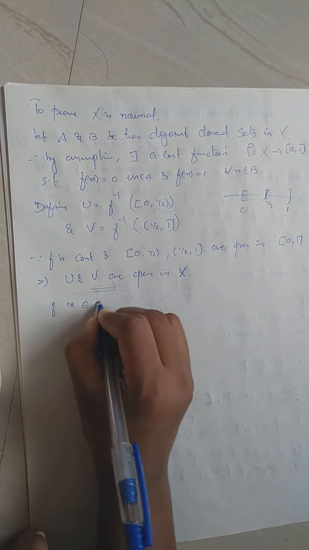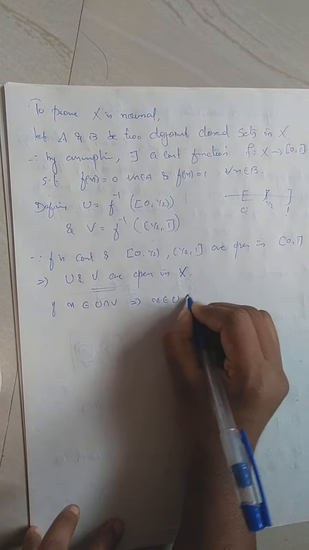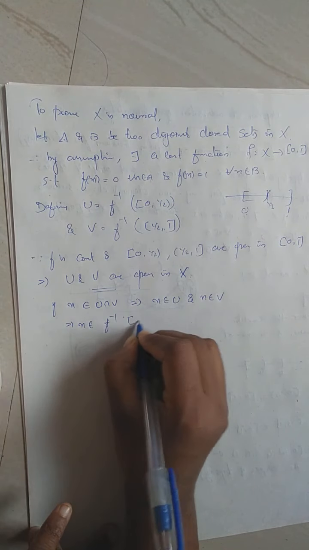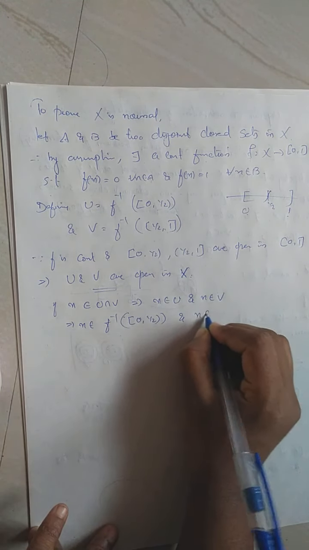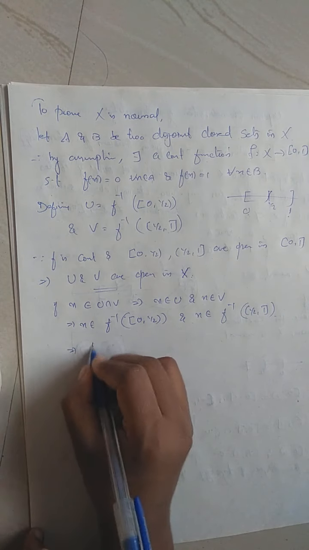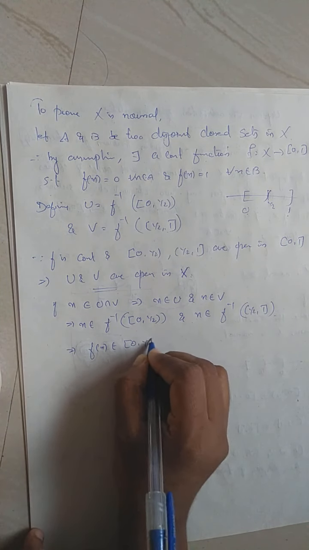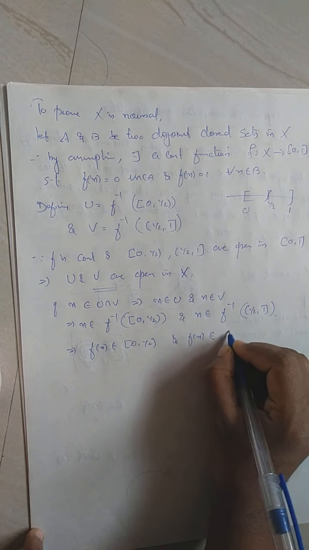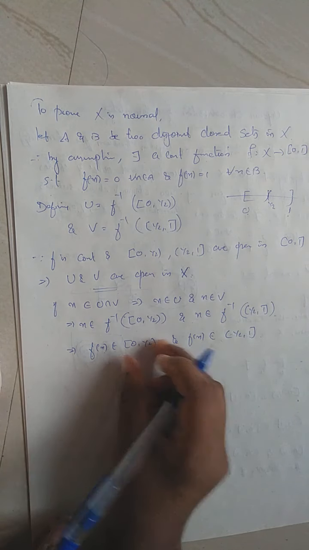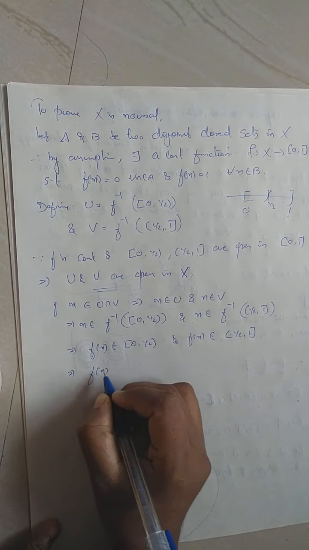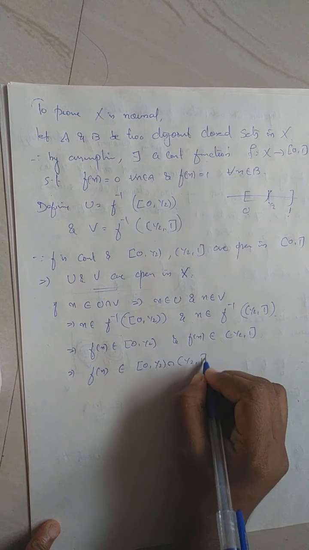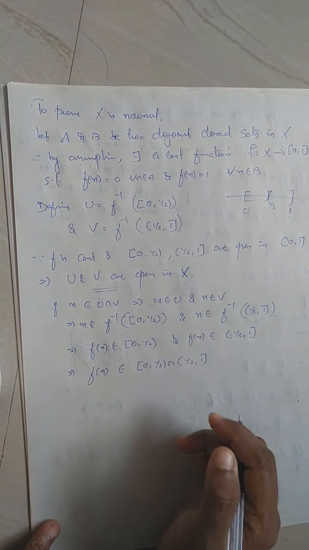If there is an element x that belongs to U intersection V, it means x belongs to U and x belongs to V. X belongs to U means x belongs to f inverse of [0, 1/2), and x belongs to V means x belongs to f inverse of (1/2, 1]. So f of x belongs to the interval [0, 1/2) and f of x belongs to the interval (1/2, 1]. So f of x must belong to the intersection of [0, 1/2) and (1/2, 1], because it is an element of both these sets.